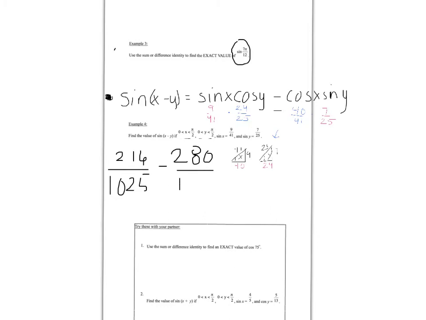When you do this, because you're combining sine of x and cosine of y and then cosine of x and sine of y, because their values are intermixed, they are going to have the same common denominator set up for you right away. So when we subtract them, we're going to get negative 64 over 1025. And if you can simplify that, go ahead and do it. I'm pretty sure that doesn't simplify. It does not.